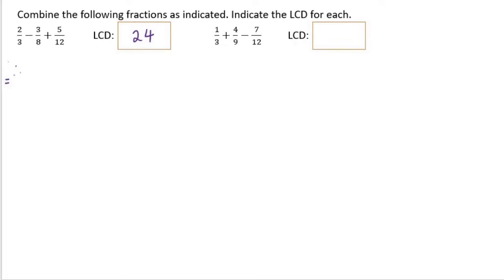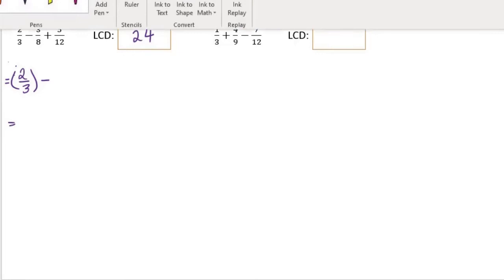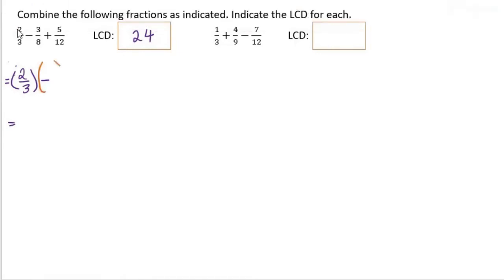So one way we can do this is to write an intermediate step. It's a little bit formal, and maybe you're skipping right to the answer, and that's absolutely fine. My question here is, how do I take 2/3 and turn it into a fraction that has a denominator of 24? So what I want is a new fraction with a denominator of 24, currently have a denominator of 3. How do I turn a 3 into a 24?